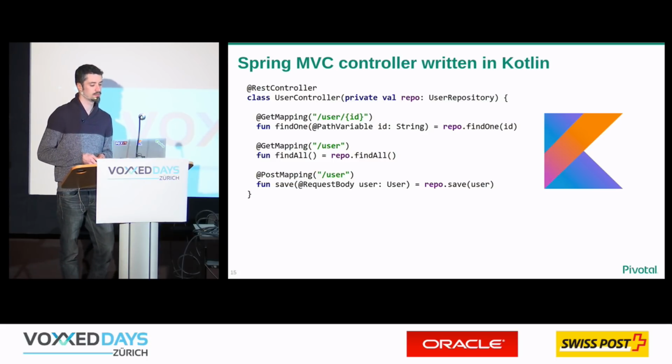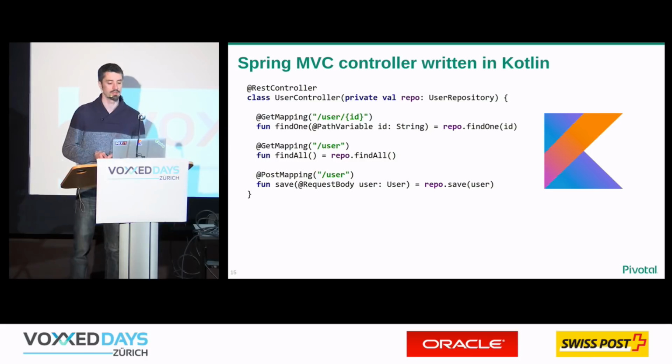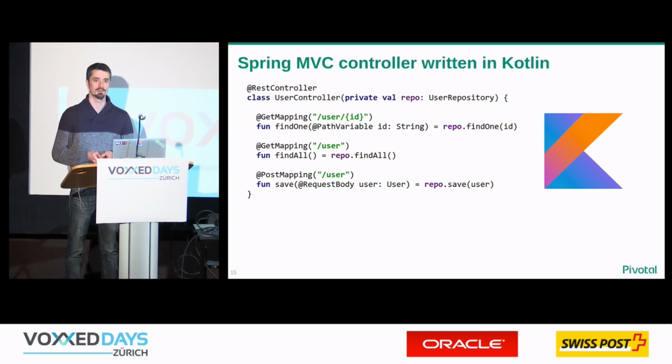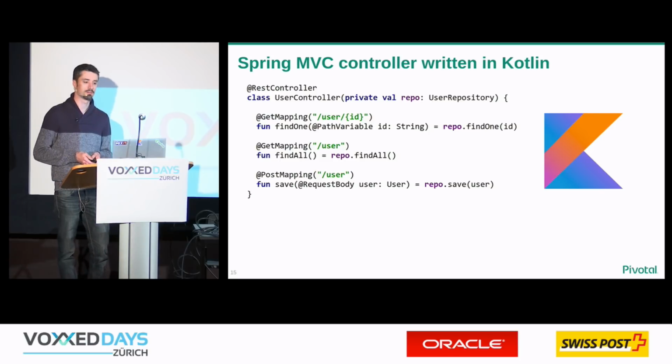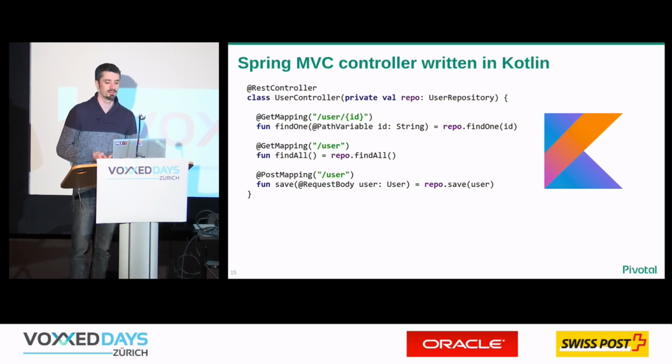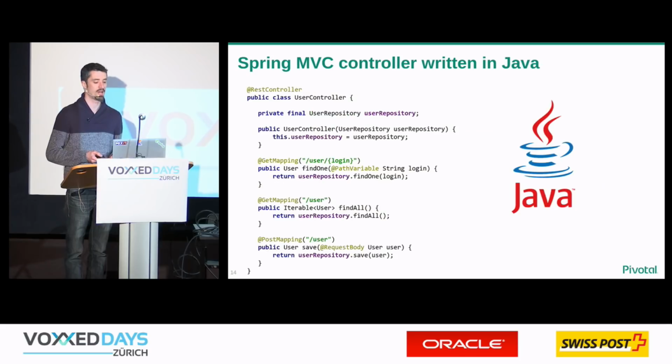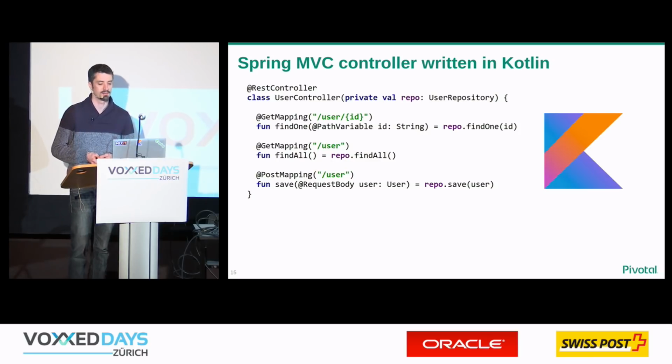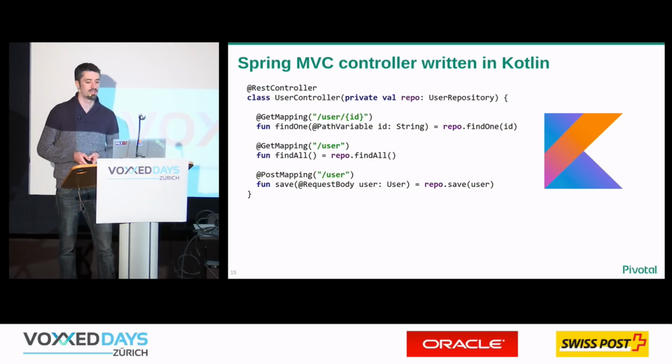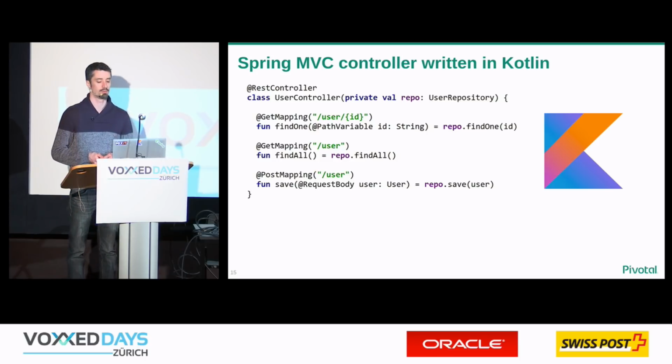You can see that Kotlin provides a short notation for one-liner functions that leverage type inference. So in fact, this code is as statically typed as this Java code. This is not like dynamic languages. I don't specify a return type, but it will automatically take the return type of repo.findOne, and that will be inferred by the compiler.